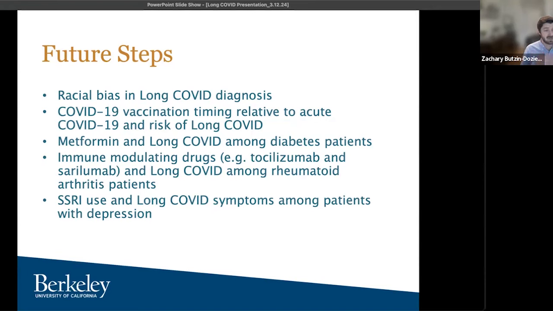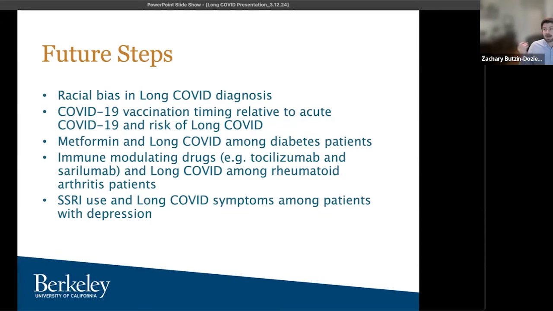And again, this will be a conservative comparison because we don't have folks' true symptomatic status, and there will still be bias in terms of this documented symptom status. But I think finding this diagnostic bias could be a really helpful tool in identifying some drivers of this inequality in these outcomes. We're also looking at COVID-19 vaccination timing relative to acute COVID and risk of long COVID.